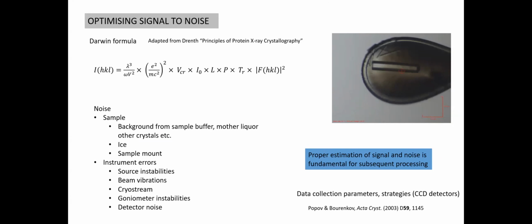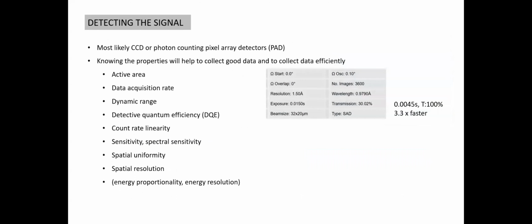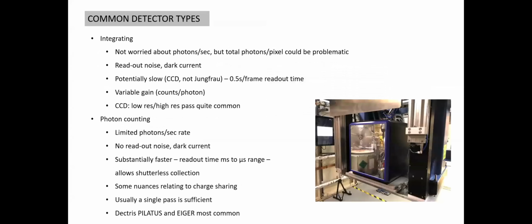These days it's a different game with pixel array detectors. But what is still important is that the proper estimation of the signal and noise is fundamental for subsequent processing, something that Graham has also alluded to. I don't want to go too much into the detector details, because that was covered by previous talks. But for instance, be aware of what the capacities and capabilities of the detector are, for instance, data acquisition rate. I often see something like this, and the detector could have actually gone faster. So you could have used these parameters here instead of these, and you would have a data collection that would be more than 3 times faster. Something to be aware of.